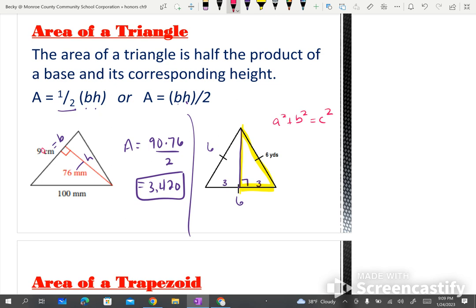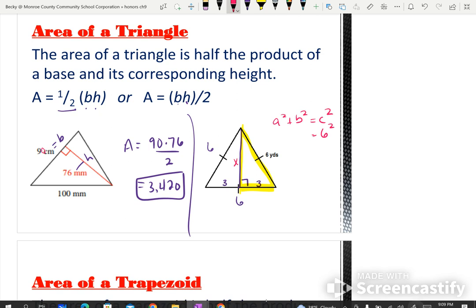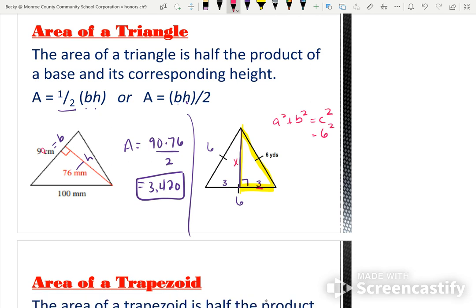So my hypotenuse is the 6. And the A and the B, so this is what I'm looking for. This is my height. You know, they're interchangeable, the X and this 3 over here. Okay, so X squared plus 9 equals 36. Okay, so 36 minus 9 is 27. And then I'm going to square root both sides. And then this, if you put it into the yellow calculator, this is 3 root 3.